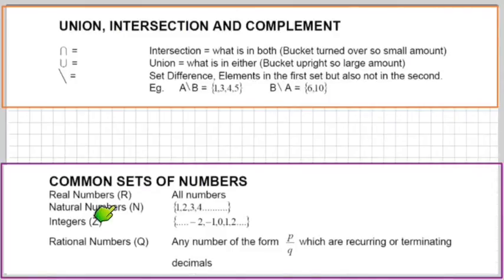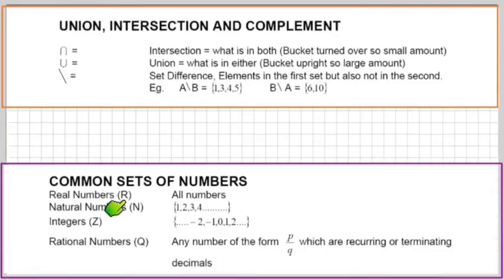What do we got here? Common sets of numbers. Okay, we've got the real numbers, which is all numbers that we know of. We've got the naturals, which are the positive whole numbers starting from 1, not including 0. The integers, which are all whole numbers, the positives, the negatives and 0. They're capital Z is the way you denote those.